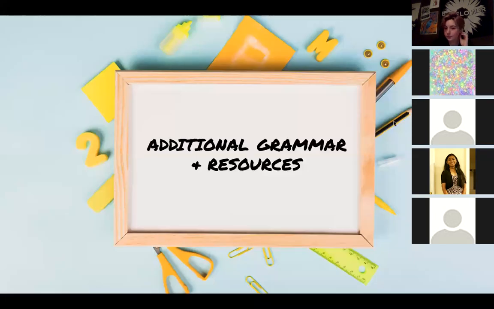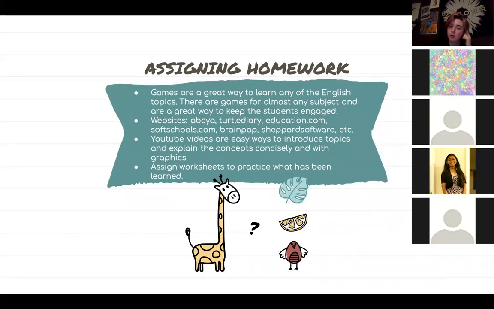Okay. And then additional grammar and resources. So assigning homework. Games are a great way to learn any of the English topics. There are games for almost any subject that are a great way to keep students engaged. Some websites you can use include ABCYA, education.com, softschools.com, BrainPop, Shepherd Software, etc. YouTube videos are an easy way to introduce topics and explain the concepts concisely with graphics as well. And you can also assign worksheets to practice what has been learned in class.